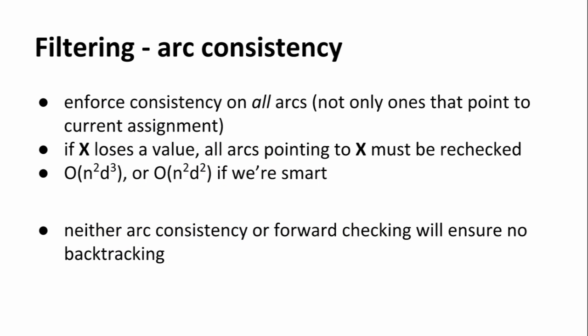Again, here, instead of only enforcing arcs that point to the current assignment, we're going to be enforcing consistency on all arcs. And then if some variable x loses a value, then all arcs pointing to x must be rechecked. Okay, so it's important to note that neither of these filtering algorithms will completely prevent backtracking. They'll only make it so that we can detect our failure earlier and we can backtrack earlier on the tree rather than later.